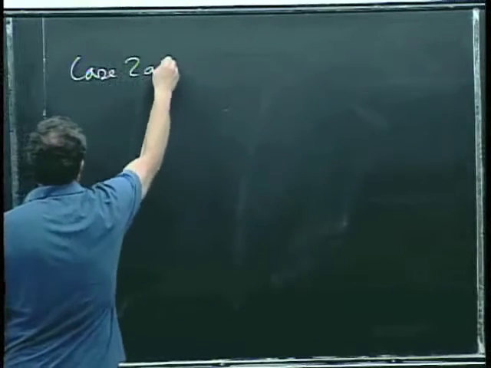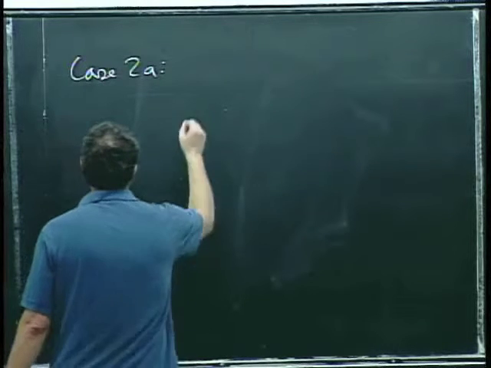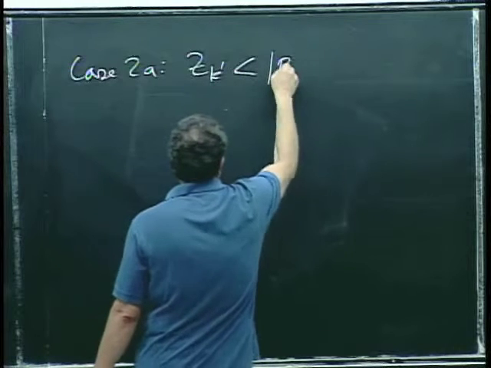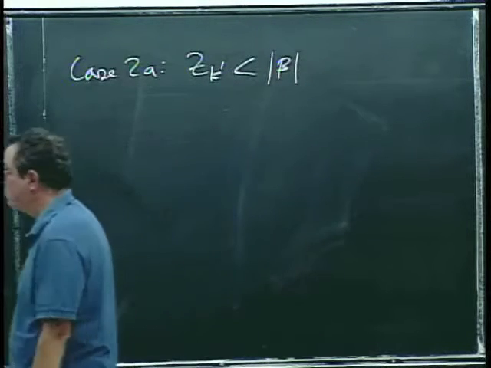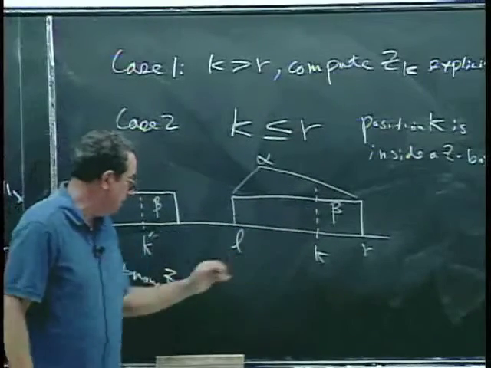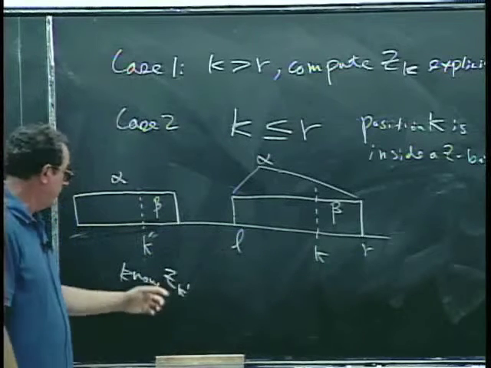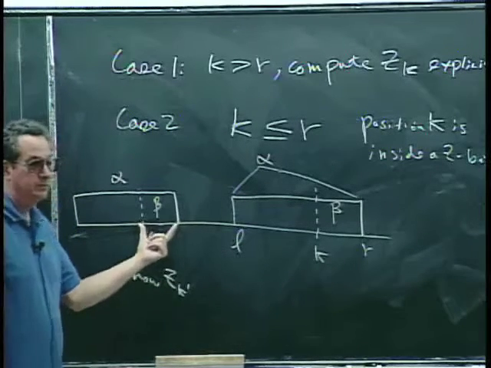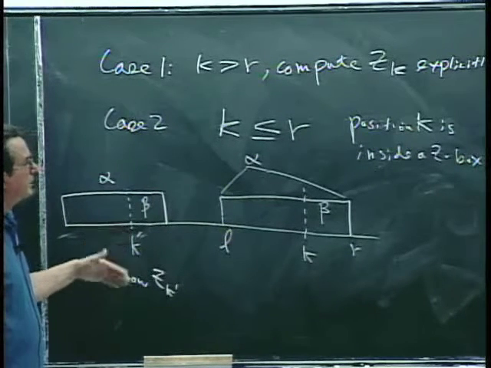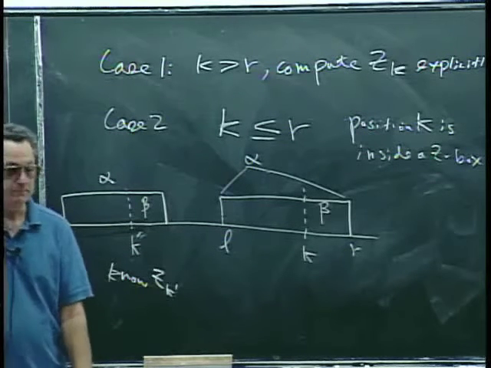So, here we are. Case 2a is that Z K prime is strictly less than the length of beta. Okay? So we know K prime. We're trying to compute Z K. We know K prime and Z K prime, so we can look up Z K prime. We know what beta is, and so we know its length. And in case 2a, Z K prime is less than the length of beta.